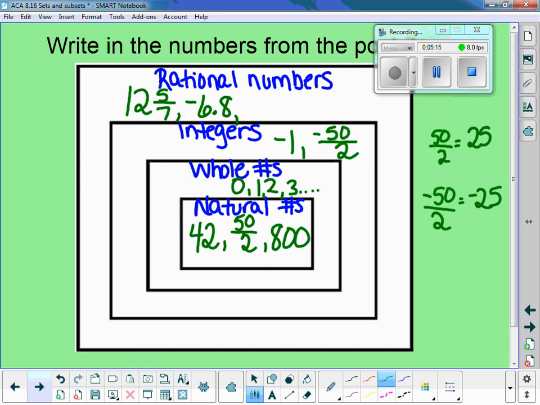The next one was 3.4 repeating. We know it's rational. Again, not an integer because of the decimal. And then the last example we had was a fraction. The fraction is 9 over 11. It's a rational number, not an integer, because as a fraction, it can't be simplified from that, so it can't move to another category.